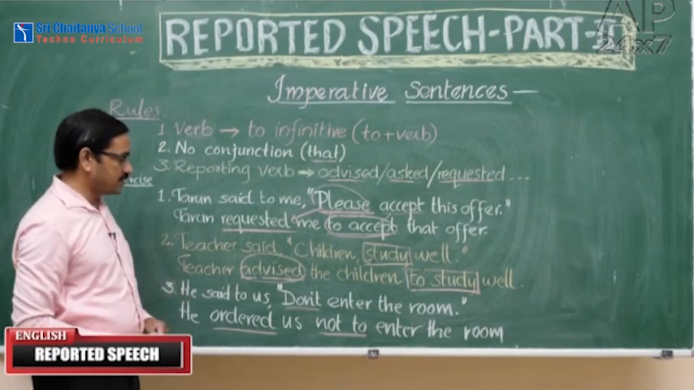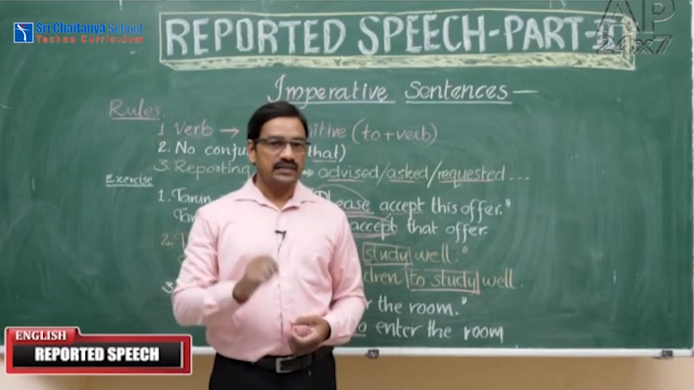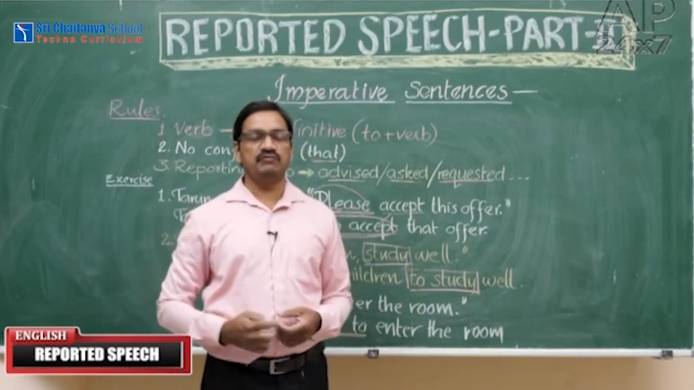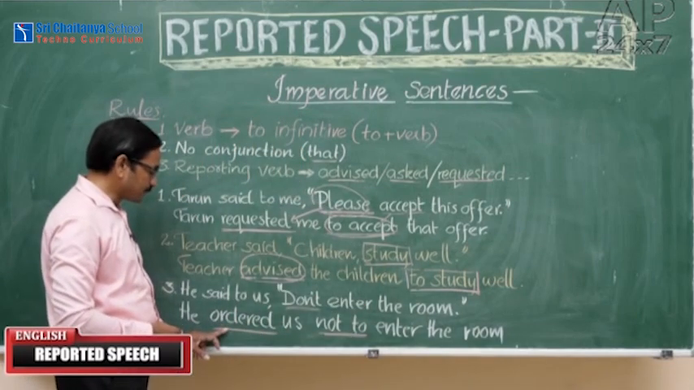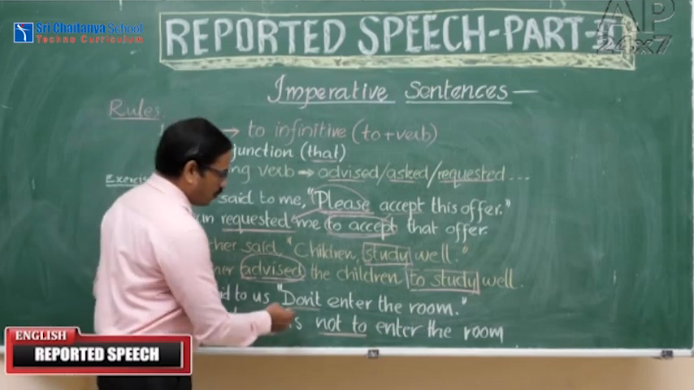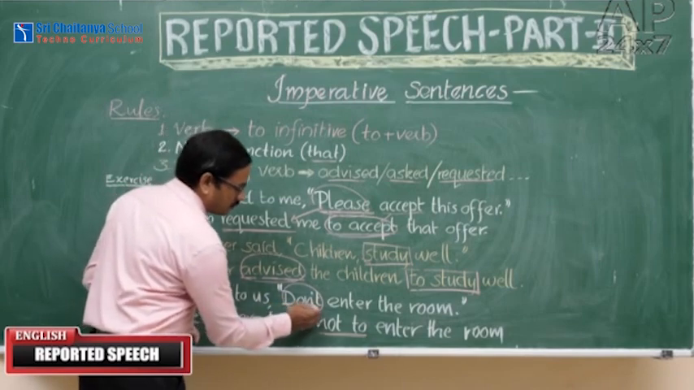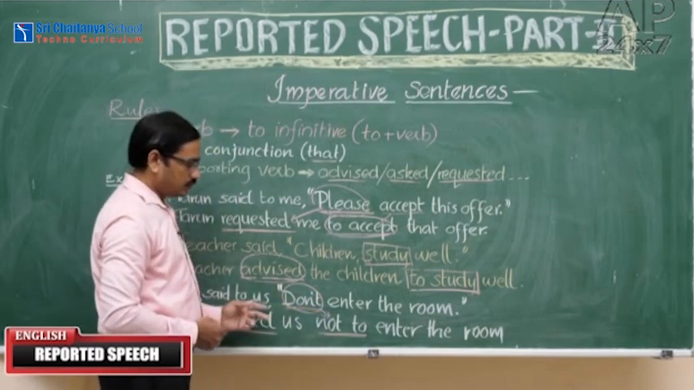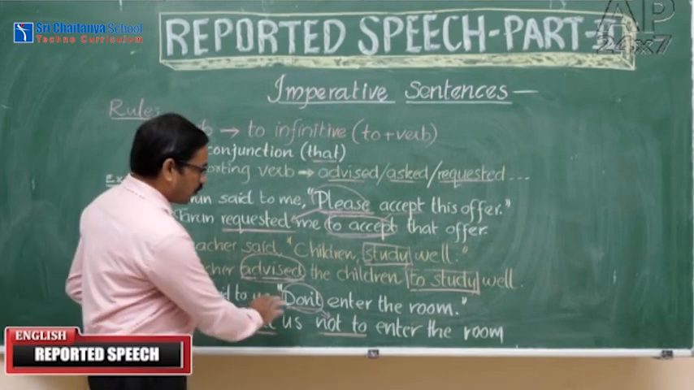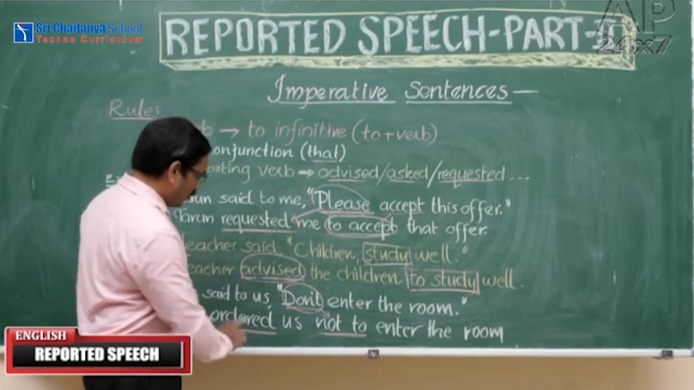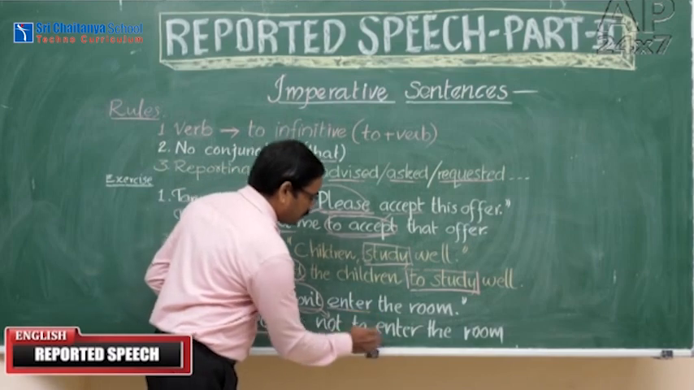Another example, he said to us, don't enter the room. What kind of a sentence is this? This is an order. So in the indirect speech, we have to use ordered. He ordered us. Now, the negative form don't is changed into not to. Don't becomes not to. Don't enter the room. He ordered us not to enter the room. Enter became to enter the room.